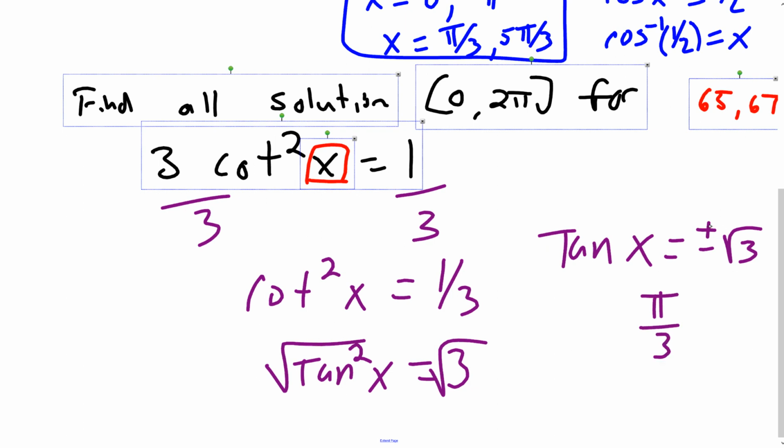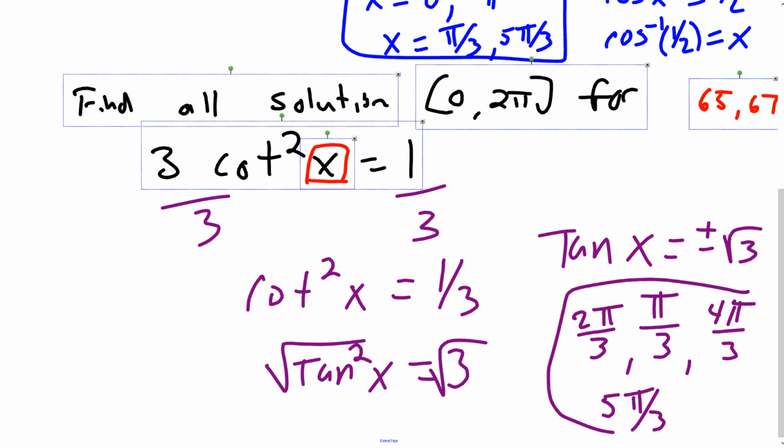And since it's plus or minus, that means in the first quadrant, second quadrant, third, fourth, all of them. So that's first quadrant, second quadrant, 2 pi thirds, 4 pi thirds, and 5 pi thirds. So those are all the thirds. So there's all our answers in radians.